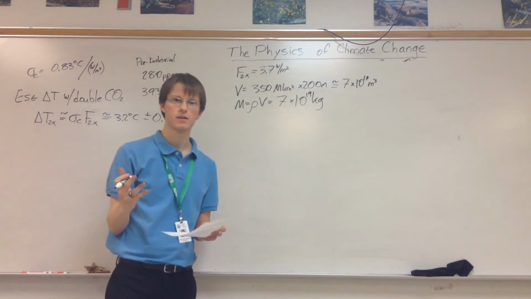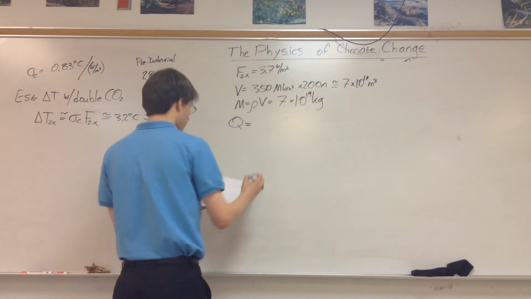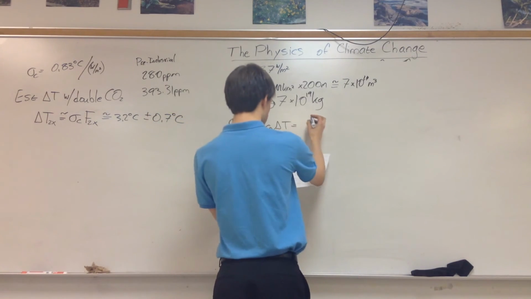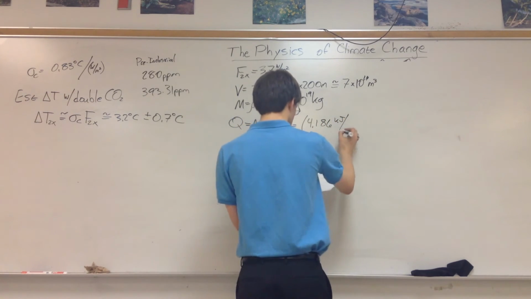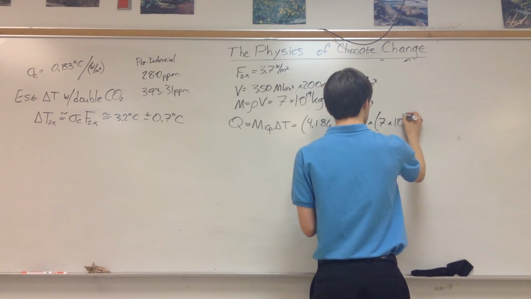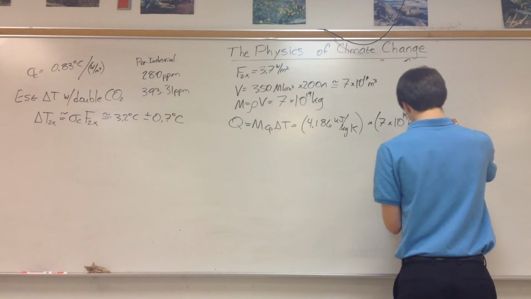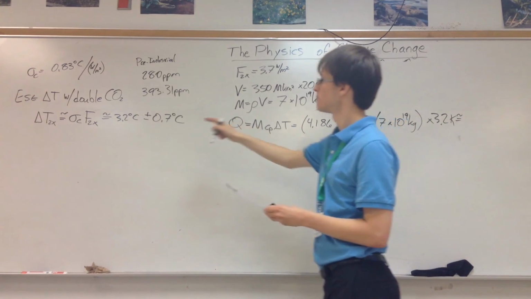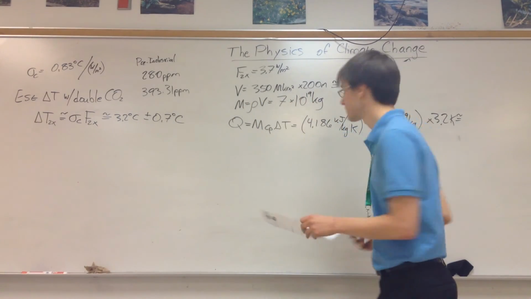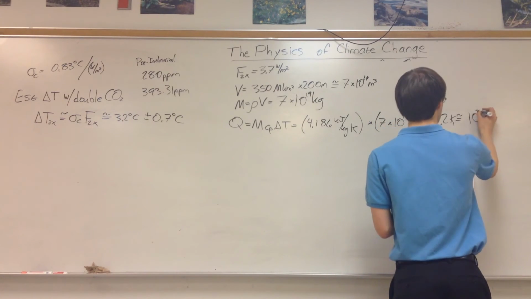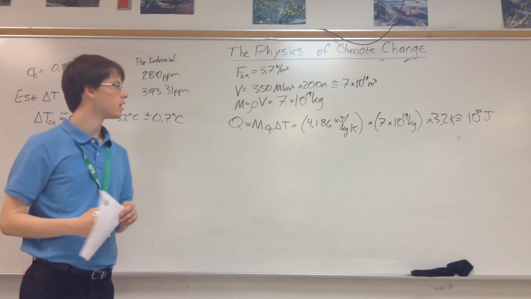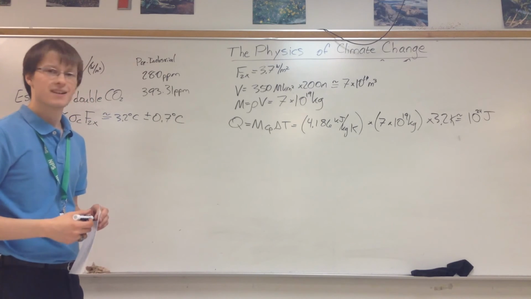So we want to know how much energy it takes to get such a temperature increase. We're going to use our heat capacity equation, which is Q equals mCp delta T. The heat capacity is 4.186 kilojoules per kilogram Kelvin, times the mass we just found, 7 times 10 to the 19th kilograms, times a temperature increase of 3.2 Kelvin. Because Celsius and Kelvin have the same difference in scale, achieving a warming of 3.2 Celsius is the same as achieving a warming of 3.2 Kelvin. This gives us 10 to the 24th joules. Remember, joules is the unit of energy. It requires 10 to the 24th joules of energy to heat up the Earth's oceans 3.2 degrees. That's a decent amount of energy.